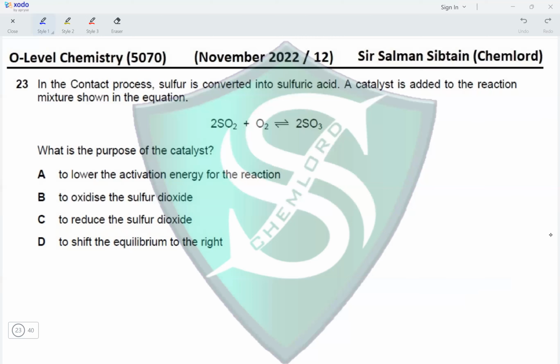Option A, to lower the activation energy for the reaction, yes. Option B, to oxidize sulfur dioxide, no. Option C, to reduce the sulfur dioxide, no. Option D, to shift the equilibrium to the right. A catalyst has no effect on the position of the equilibrium. It only speeds up the rate of reaction. So option A is the correct option for this question.